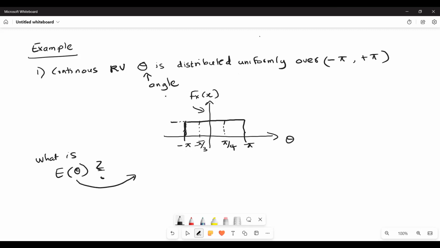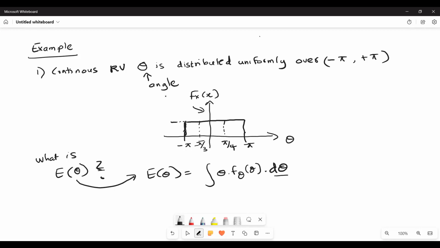So E[theta] is defined as the integration of the random variable times the PDF function, which is defined with respect to theta. The theta inside the brackets, I don't have to worry about that much. I will be doing the integration over d theta.